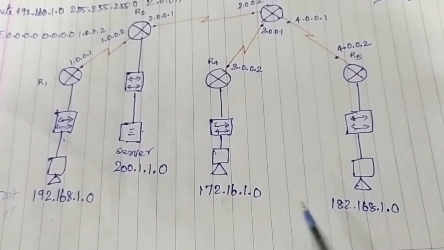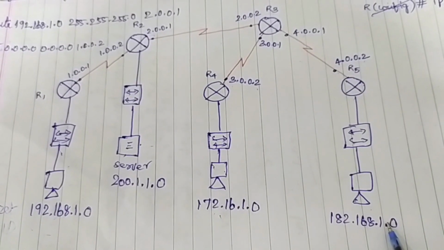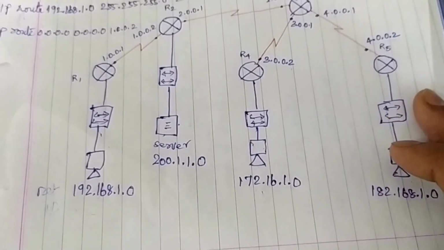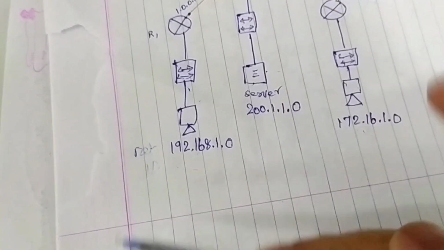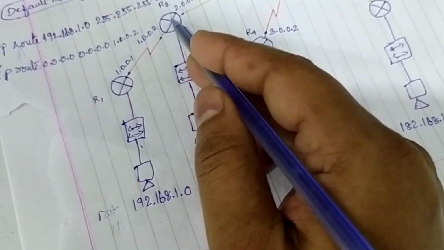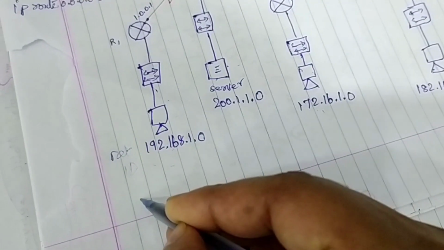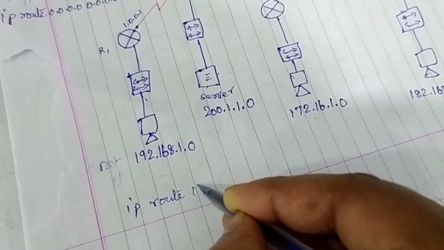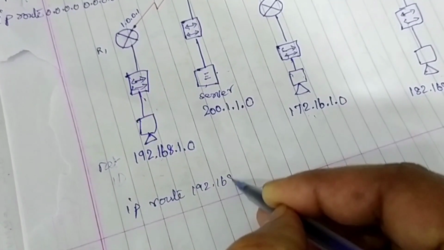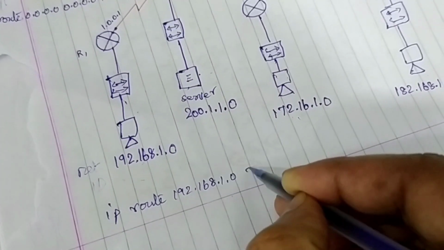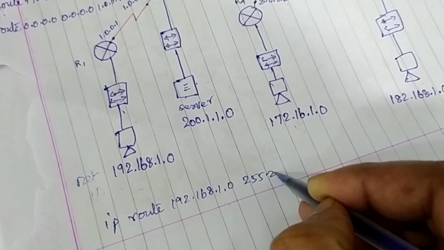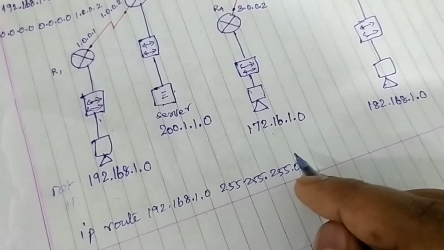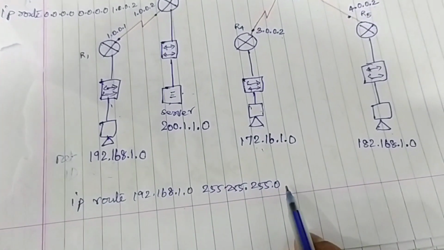So for these 3 networks you have to write commands. What is the first command for this network? Shall I write? Here I'll write. If you are doing static routing on this R2, the command is ip route 192.168.1.0 255.255.255.0. Then to reach this network, we need to write the next hop.